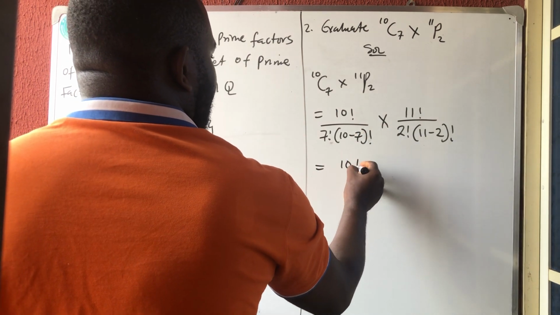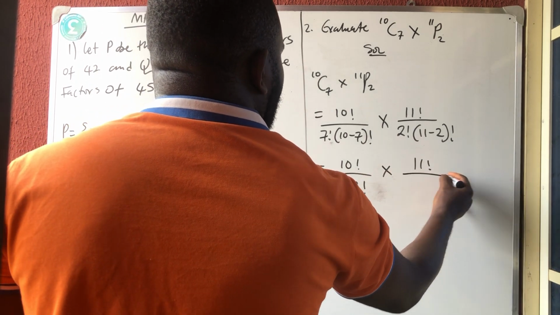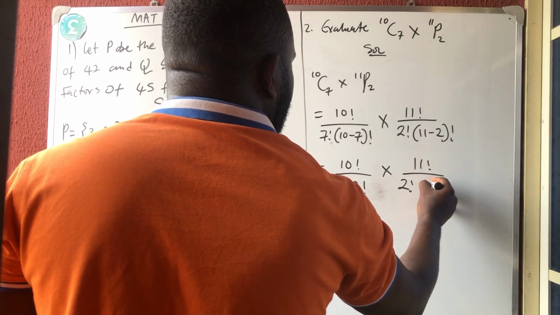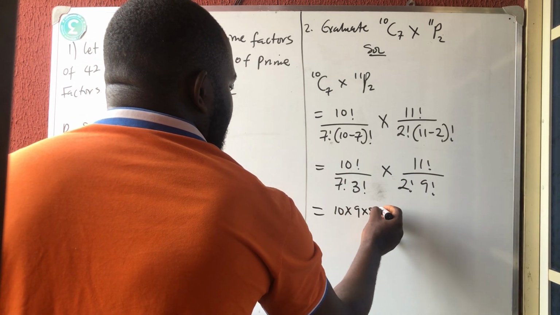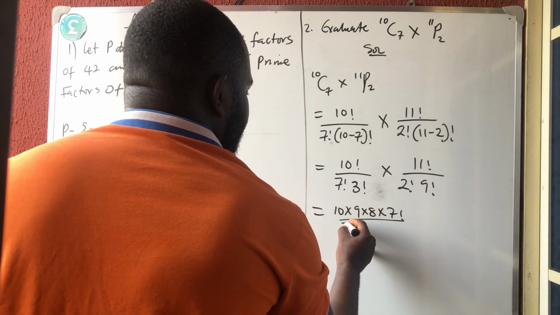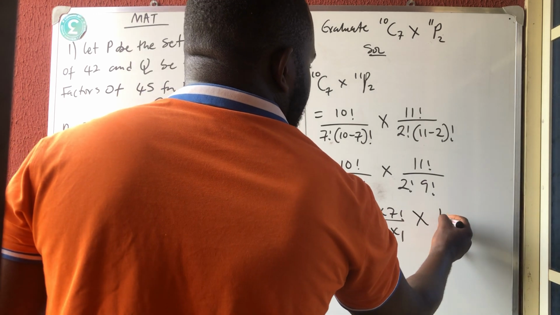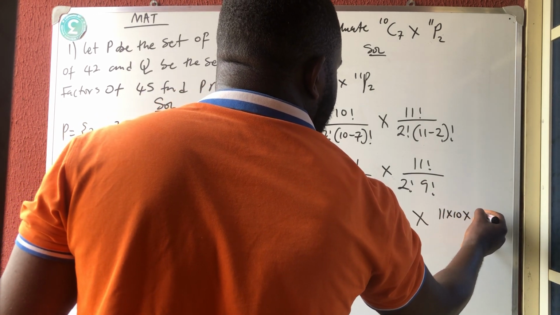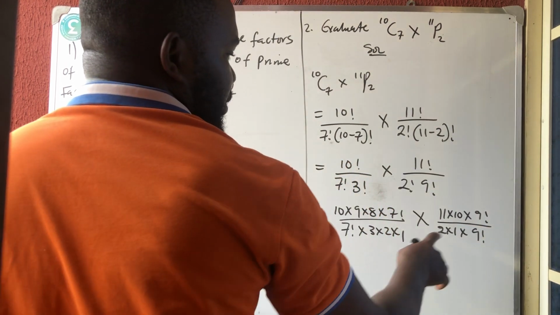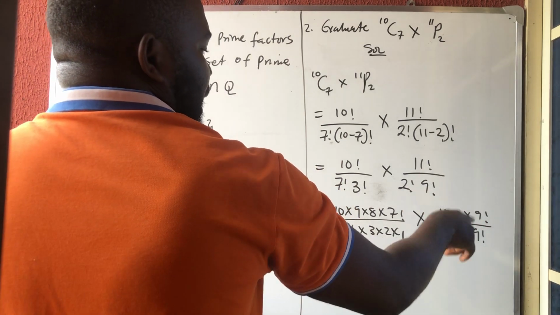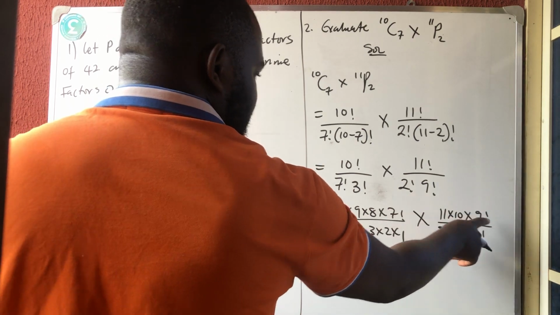So I'm having 10 factorial all over 7 factorial 3 factorial, times 11 factorial all over 2 factorial 9 factorial. So from here I can have that 10 factorial is 10 times 9 times 8 times 7 factorial all over 7 factorial times 3 times 2 times 1, times 11 times 10 times 9 factorial all over 2 times 1 times 9 factorial. The reason I stopped at 9 factorial here is that I'm supposed to have 9 times 8 times 7 till I get to 1, but since I have 9 factorial at the denominator, I can cancel it.